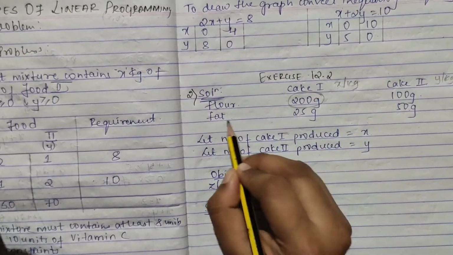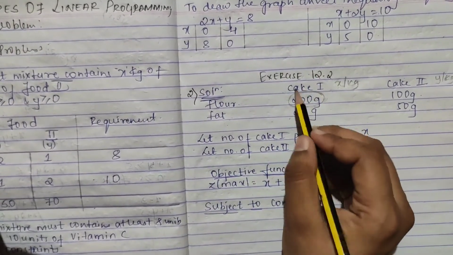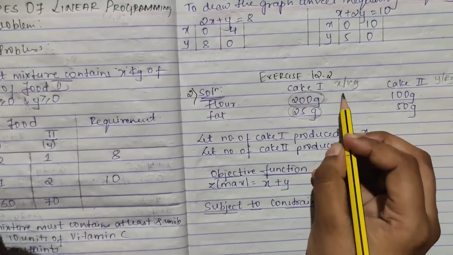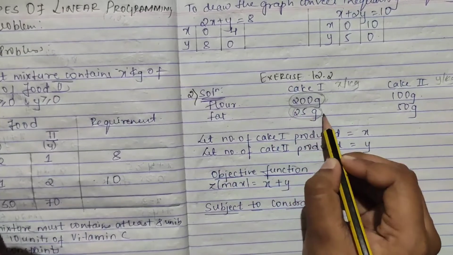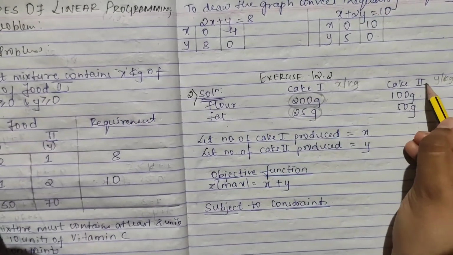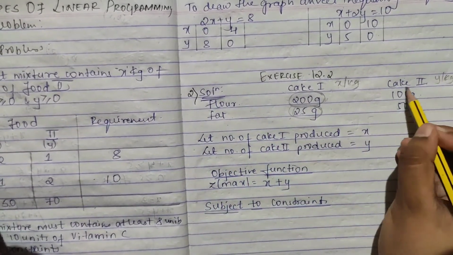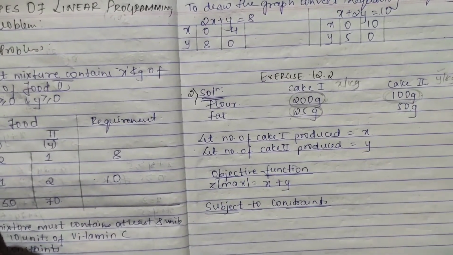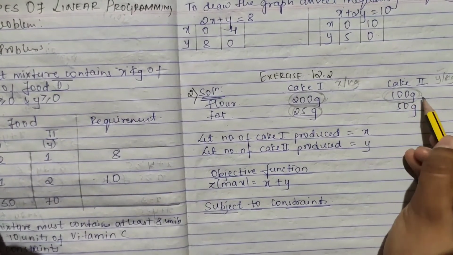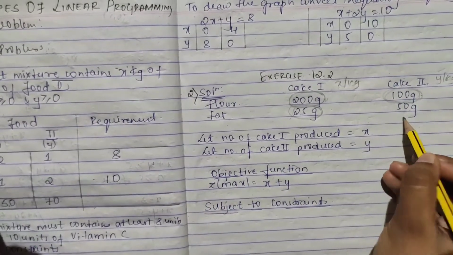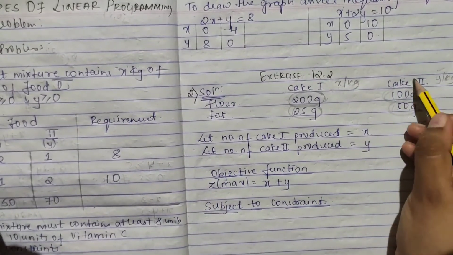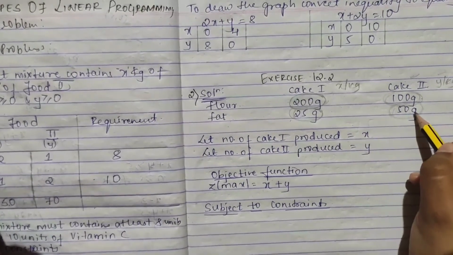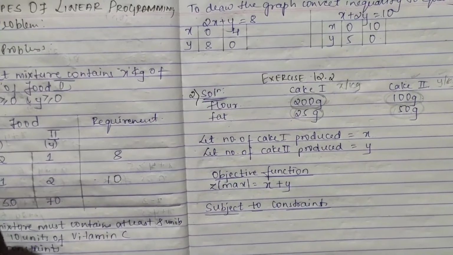Same for fat: to make cake 1 you need 25 grams. Then for x kg it will be 25 into x. Same here, cake 2: to make cake 2 you need 100 grams of flour. To make y kg, how much will it be? 100 into y. For fat, 50 grams to make cake 2. Then to make y kg, how much is required? 50 into y. Okay.